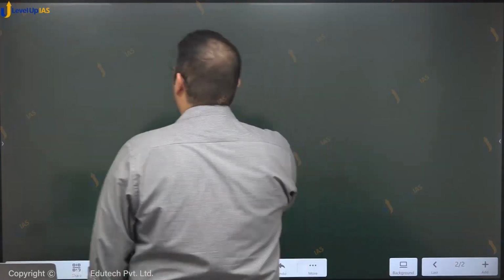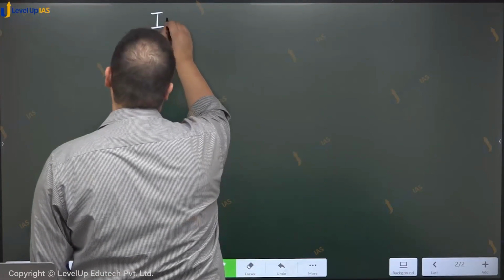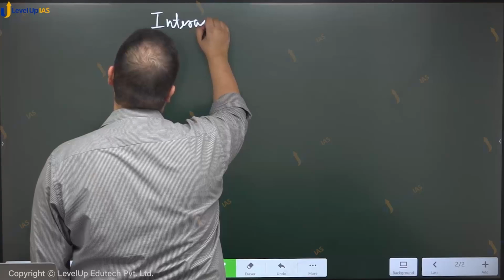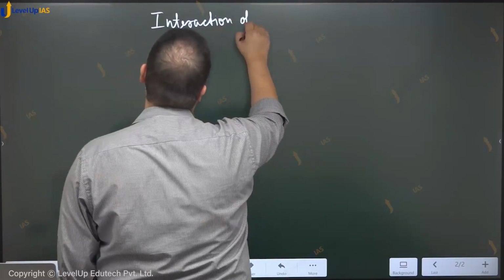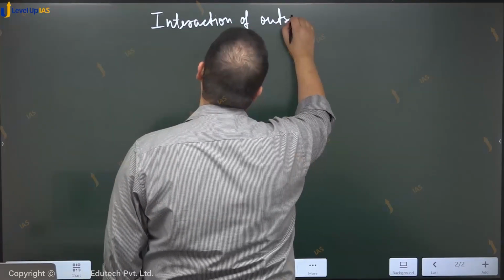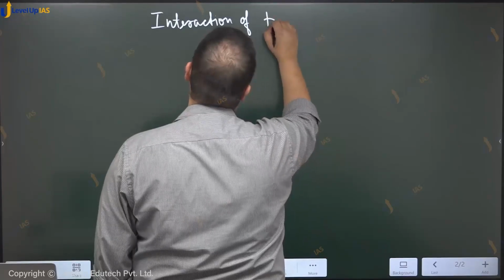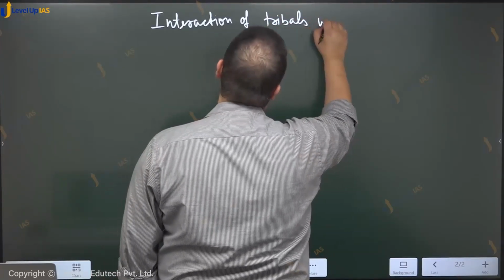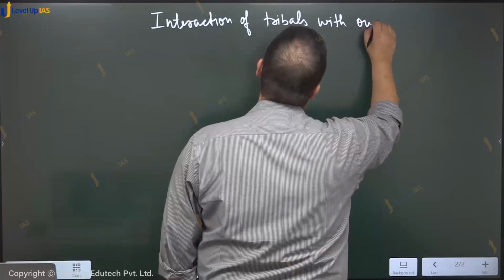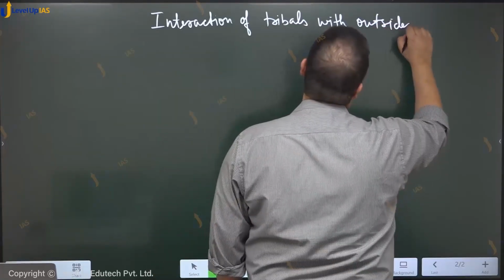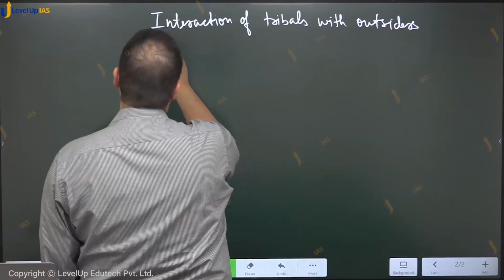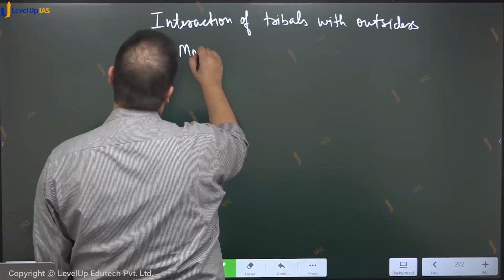Next, we have to see how the relative isolation of the tribals was broken during the colonial period. Give the next heading: Interaction of tribals with outsiders in modern India.